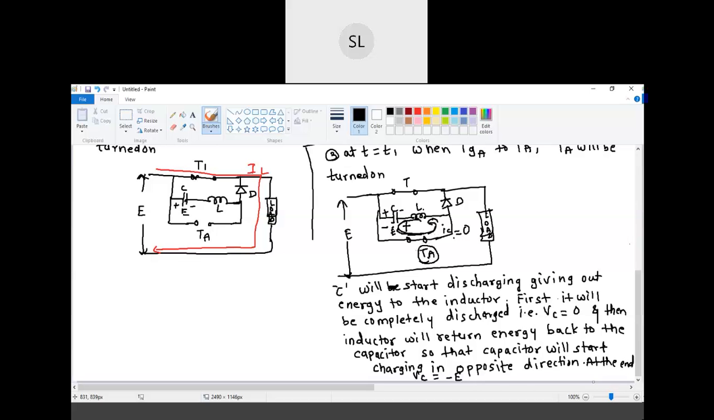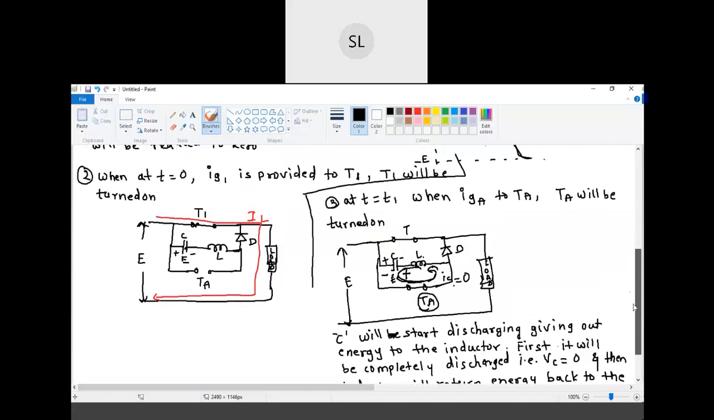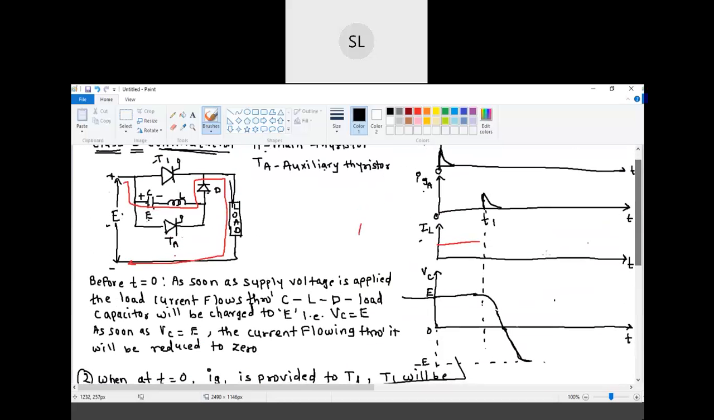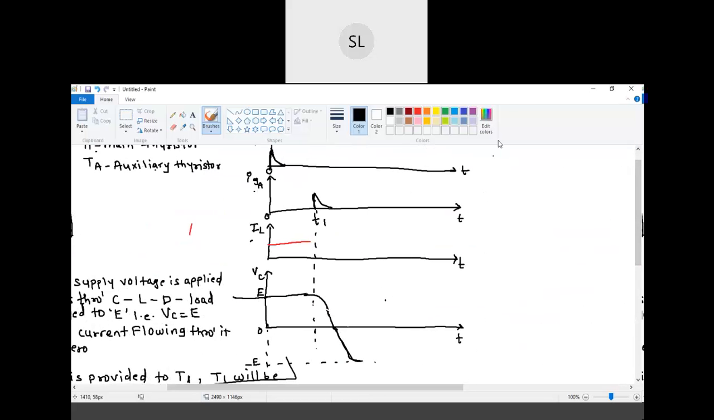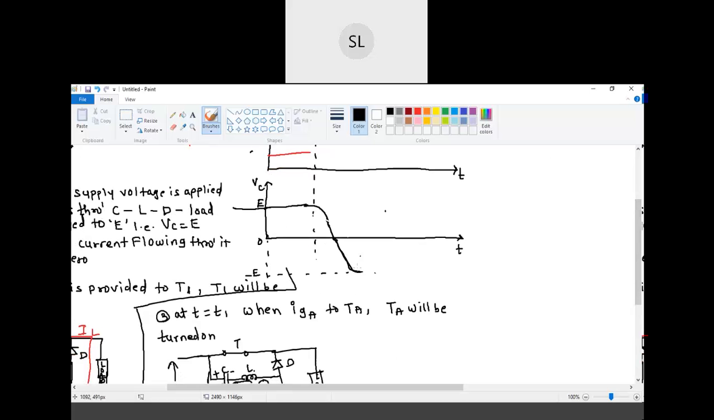Okay, now there won't be any current. Okay, here I'll write it down. Once Vc is equal to minus E, TA will be turned off. Auxiliary thyristor आता आपोआप बंद झाला. Okay, at this particular instant, say t2, I'll mark it as t2.